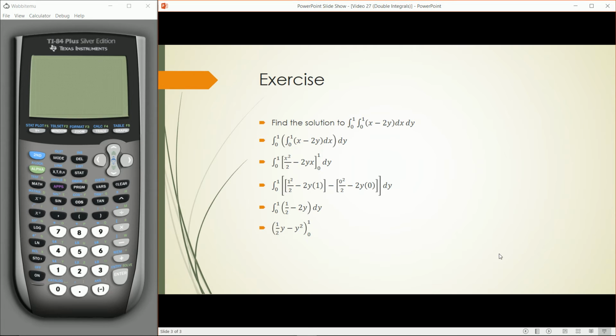Here it is in case you don't know yet. And it should come out to -1/2. Keep in mind, since there are bounds, this is a definite integral, so no plus c. All right, hopefully you learned something.